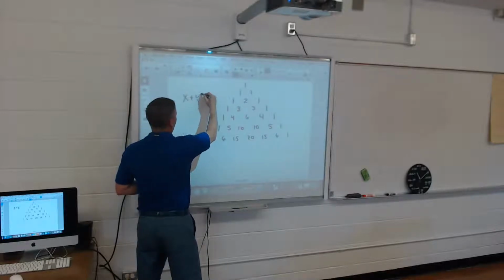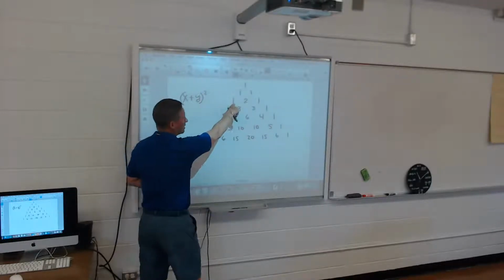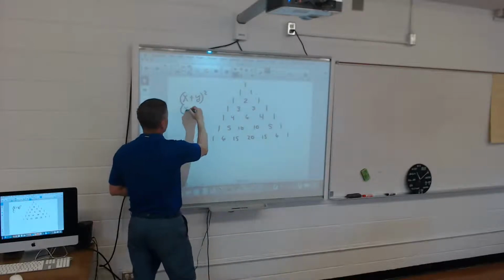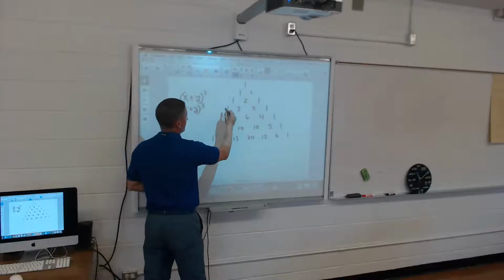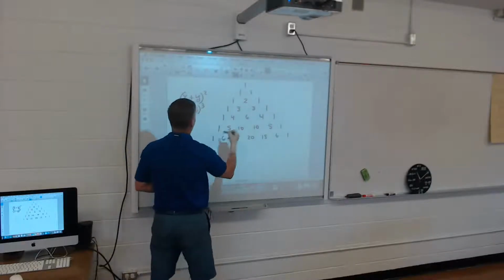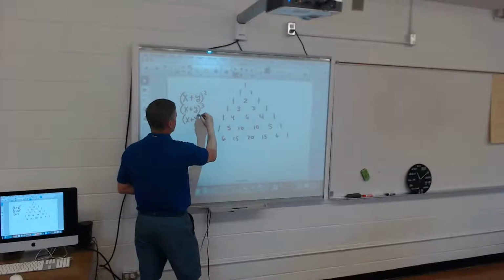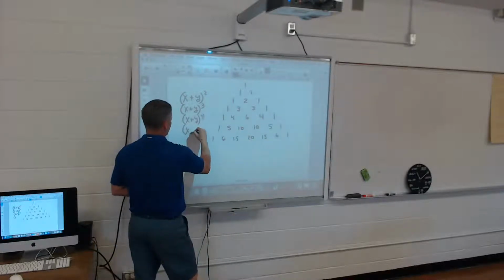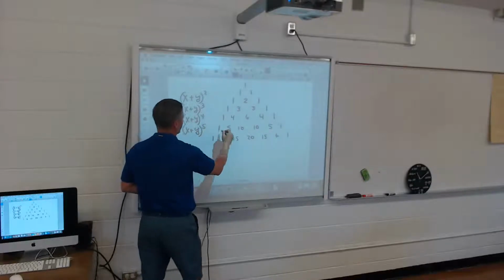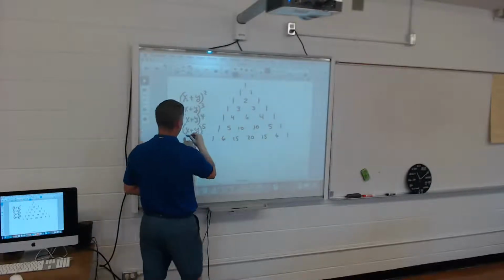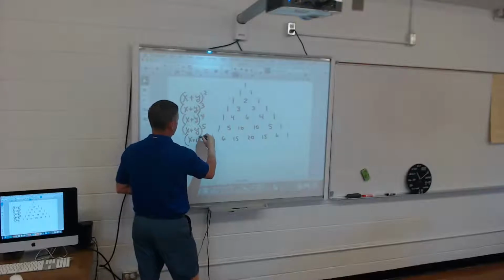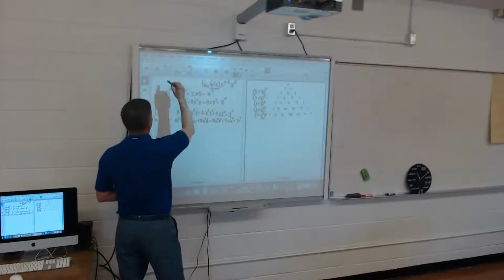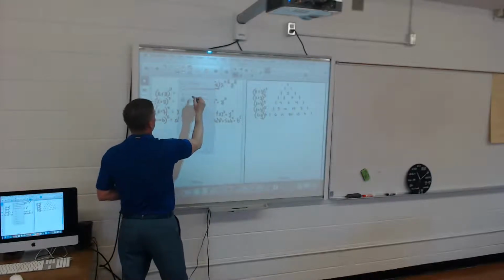So x plus y squared, those are going to be my coefficients: 1, 2, 1. x plus y cubed, my coefficients, 1, 3, 3, 1. x plus y to the fourth, 1, 4, 6, 4, 1. x plus y to the fifth, 1, 5, 10, 10, 5, 1. And x plus y to the sixth, same thing.